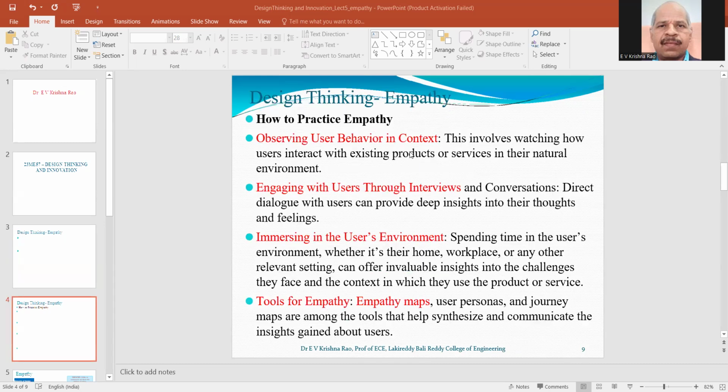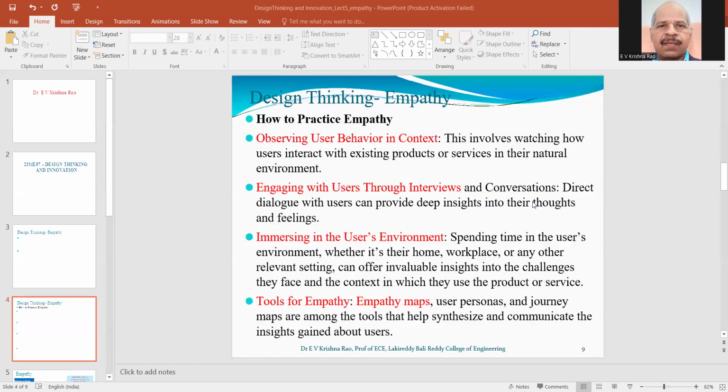How to practice empathy? Observing user behavior. In that context, watching how users interact with the existing products and services in their natural environment, and how they are expecting the products for their usage. So we can observe.